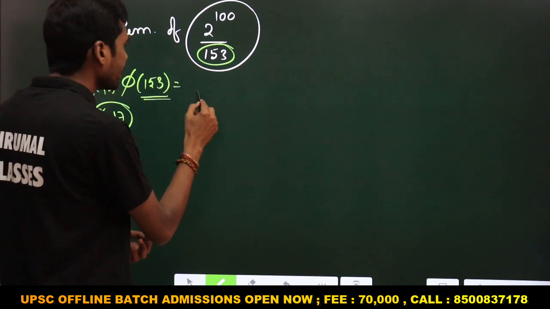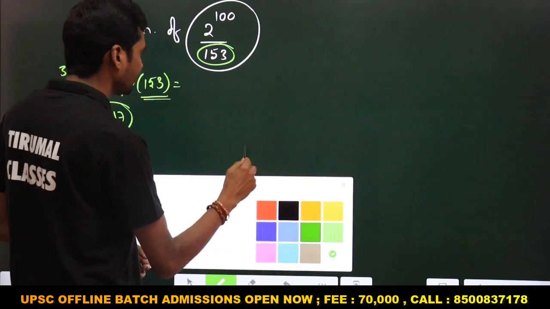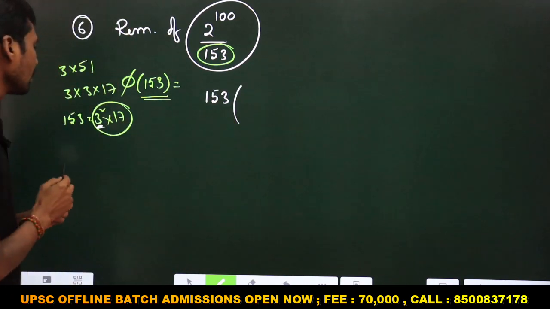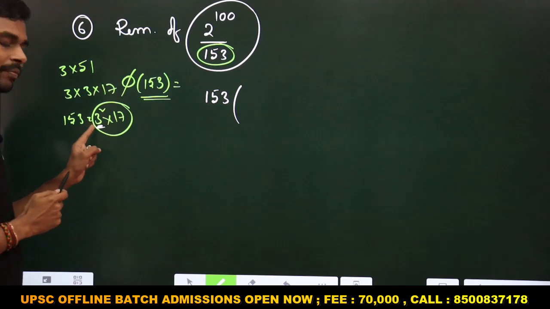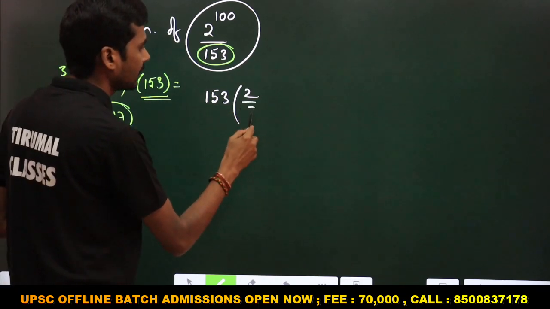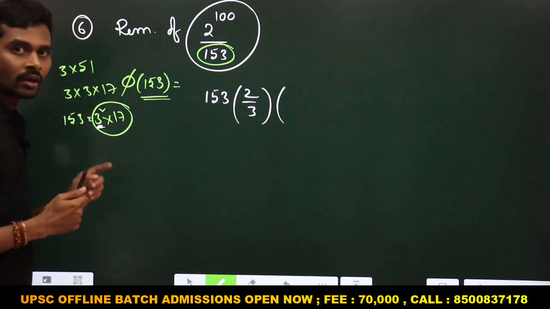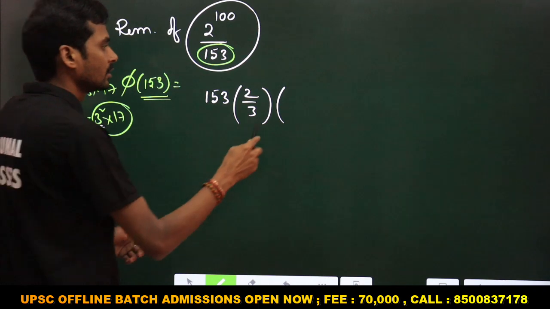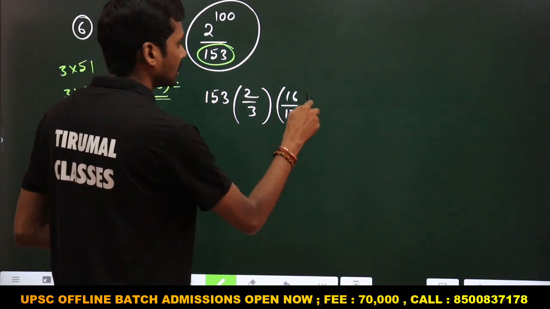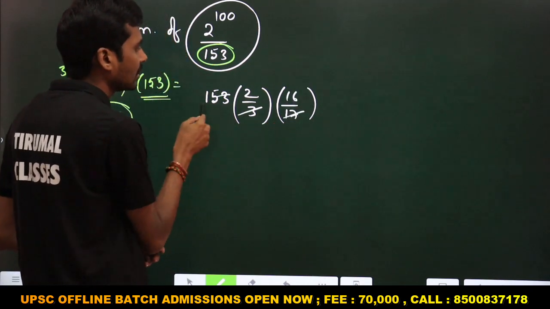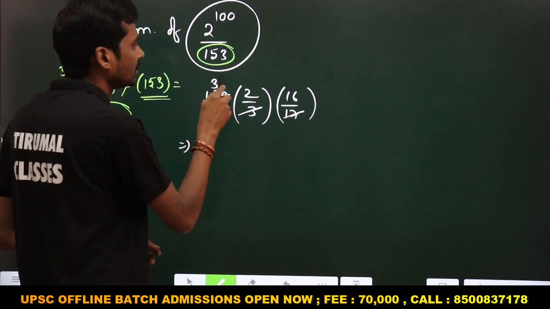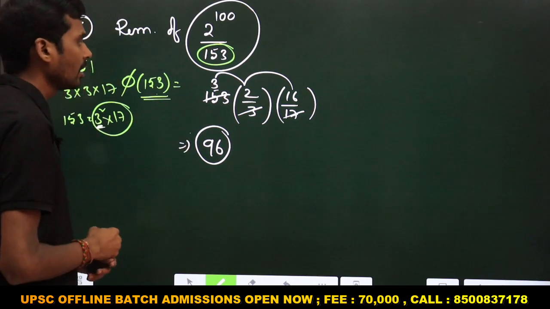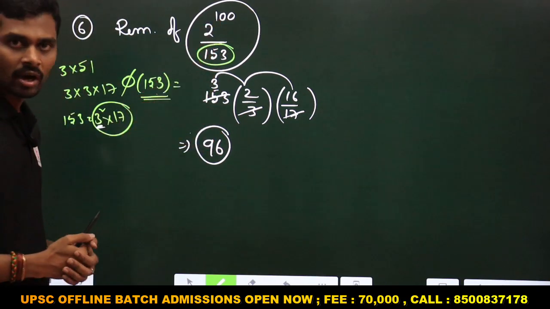Now n into, the n value is 153. n into 1 minus 1 by 3 is 2 by 3. Now I'll directly write the next number: 1 minus 1 by 17, which is 16 by 17. 17 3s are 51, 51 3s are 153. So 3 2s are 6, 6 16s are 96. So what is the totient of 153? 96. By the way, it is not equal to 100.